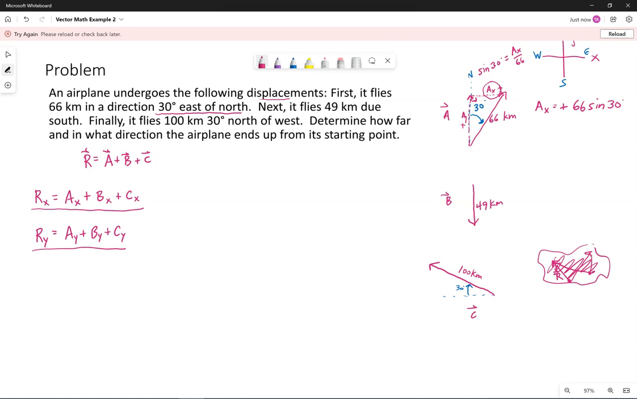In the previous example, we've had cosine being for the x direction, and that's totally true if we have measured our angle from the x-axis. If we wanted to draw AX over here, we would need to use the 60-degree angle. And we would say 66 cosine of 30, which gives us the same number as 66 sine 30.